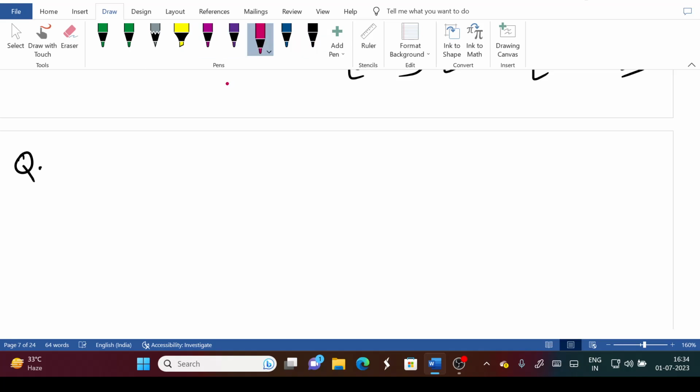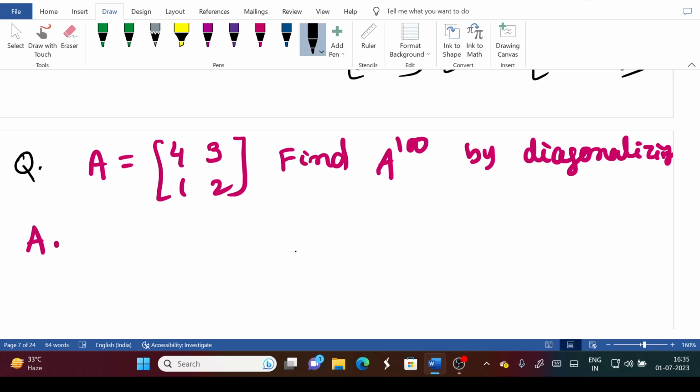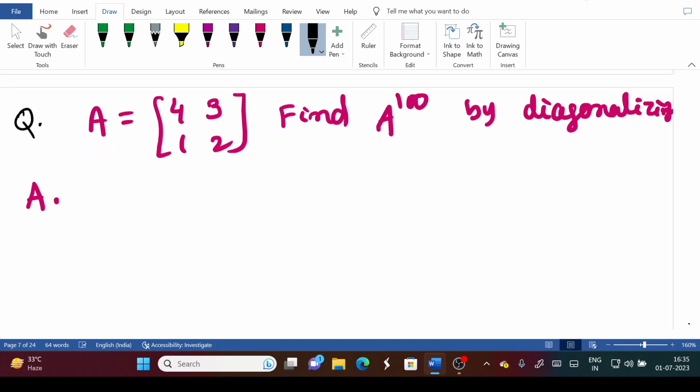Okay. Now there is another question. What is the question? If A is equal to [4, 3; 1, 2], find A to the power 100 by diagonalizing A. So how to do it? First we have to diagonalize. That means we have to obtain the eigenvalues and eigenvectors of A.